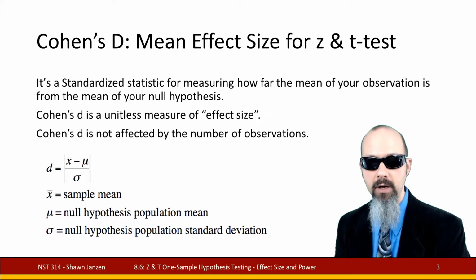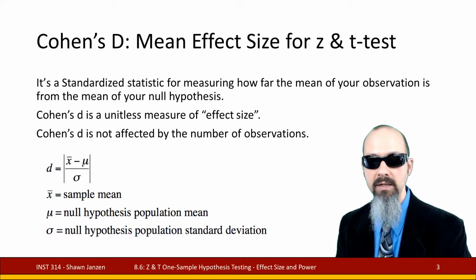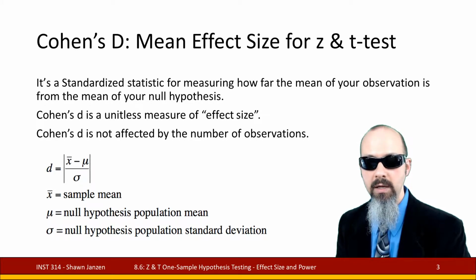The formula for Cohen's d is d equals the absolute value of x bar minus mu, divided by sigma, where x bar is your sample mean, mu is the null hypothesis population mean, and sigma is the null hypothesis population standard deviation. Again, it's in an absolute value form.